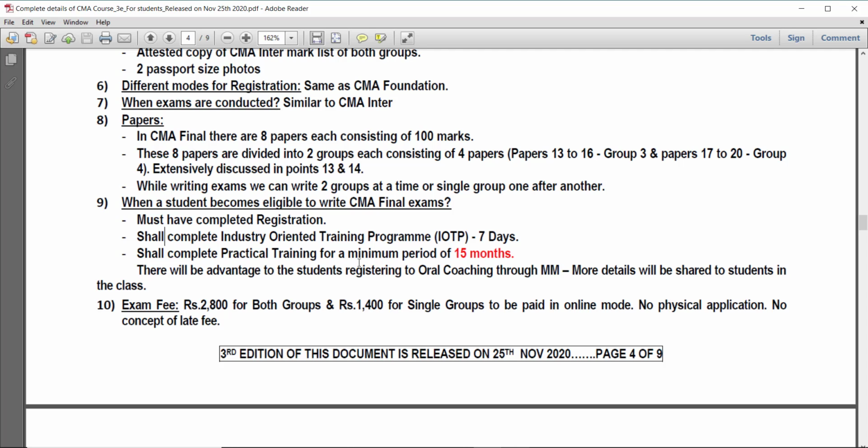Of course, the practical training period applicable for a CMA student is 3 years, that is 36 months. But in order to attempt your CMA final exams, it is sufficient to complete 15 months of practical training. You need not complete 3 years of practical training to write your CMA final exams. In simple words, before attempting your CMA final exams, you have to submit sufficient evidence that you have completed 15 months of practical training.